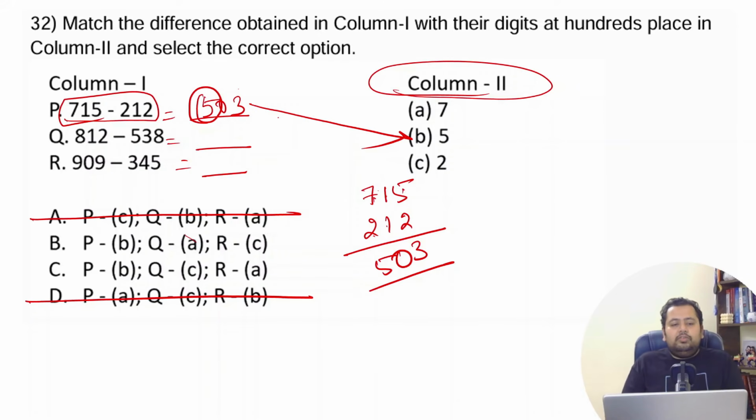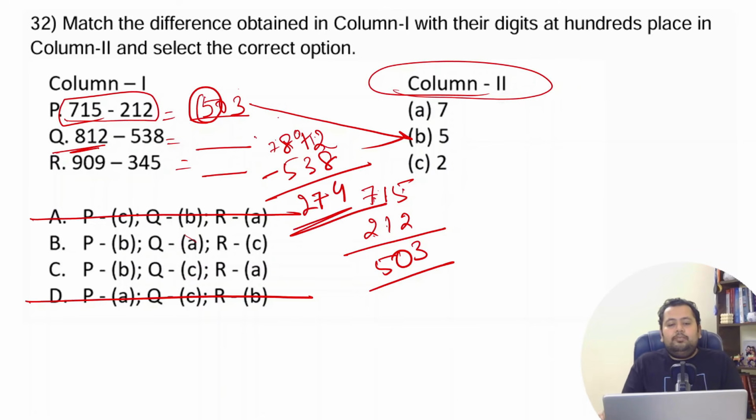Now let's do this one. Q is nothing but 812 minus 538. I will do it at a faster pace, but I hope you know how to do three-digit subtraction by now. Now, if I do this, this becomes 0, this becomes 12, 12 minus 8 is 4. Again, this becomes 7, 7 minus 2 is 2.